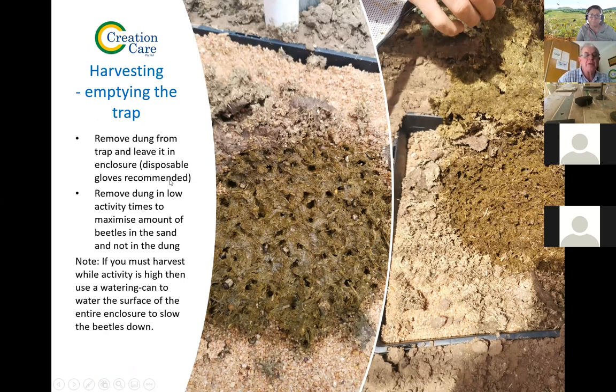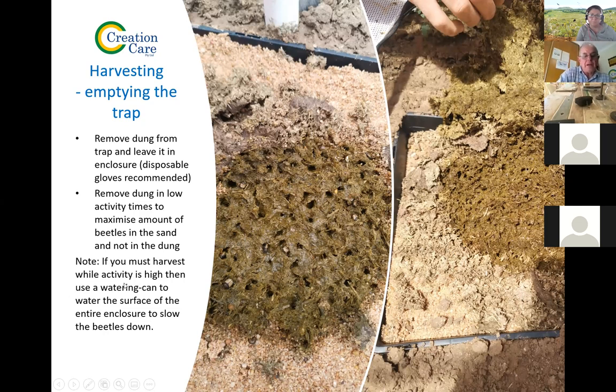We recommend using disposable gloves. Remove the dung in the low activity times of the day, which we spoke about before, the main period being, say, 9 to 11 in the morning. Another advantage of that is that the beetles can actually be in the dung. See here, they're in the dung here. If you do it early, they won't even be in the dung. So not only do you risk them flying away if you do it in activity time, you also risk a lot more beetles being in the dung, and you can't get as many in the sand.